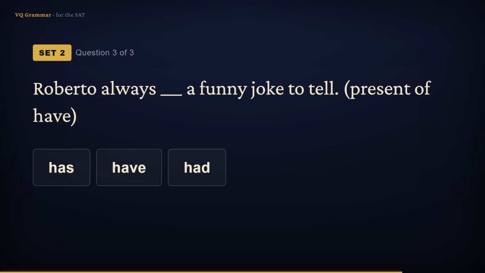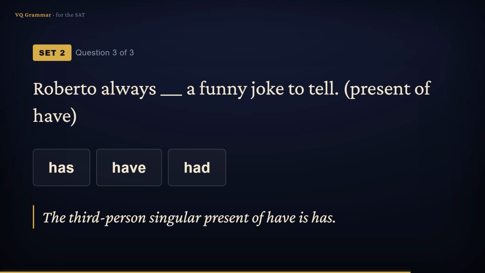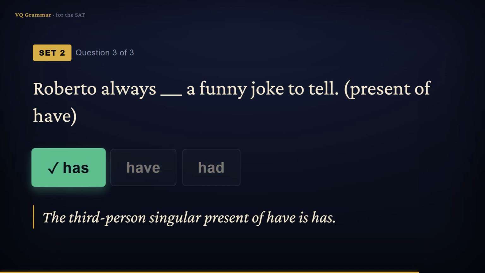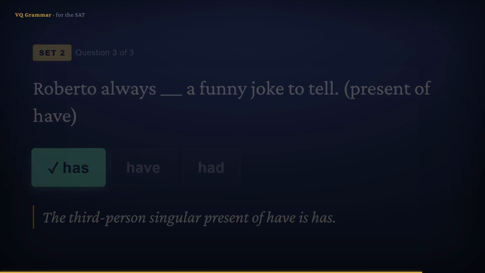Roberto always blank a funny joke to tell. Present of have. Roberto is third person singular, and the present of have for he, she, or it is has. So the answer is has.